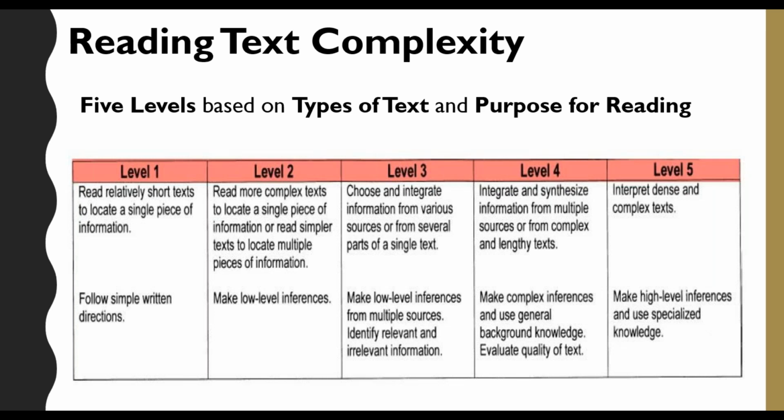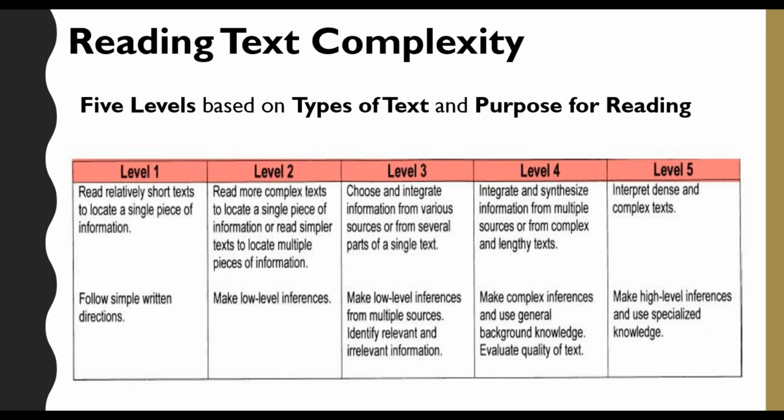So at level 1, you're reading short text and you're locating information, or you're following simple written directions. At level 2, the texts become more complex and you're usually locating or cycling through to find more pieces of information. You also might be making low-level inferences. So you'll see the type of text and then the purpose for reading are both captured in the complexity scale. Level 3, you're choosing and integrating information from various sources or from various parts of a text. And again, making inferences, identifying relevant and irrelevant information.